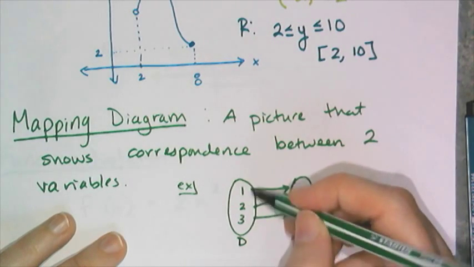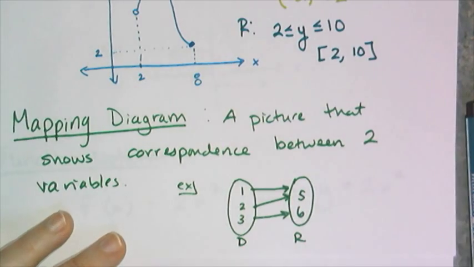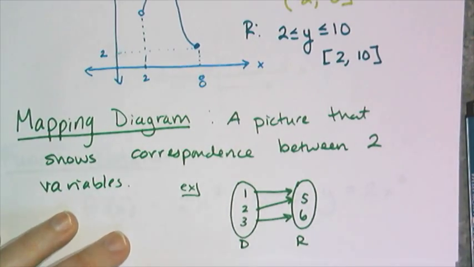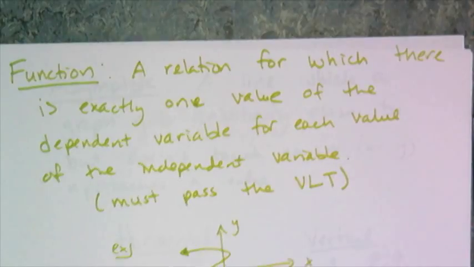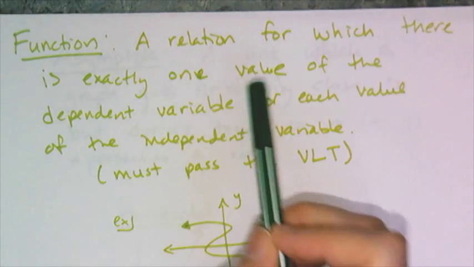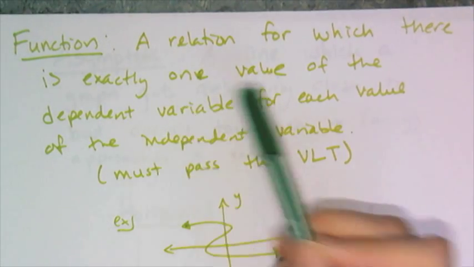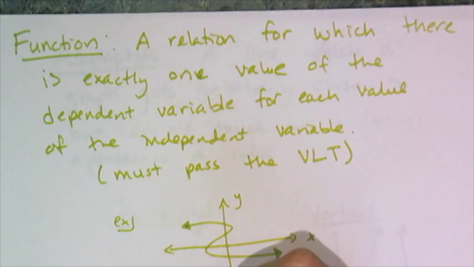But I know this one's going to be a function because each x value is going to map to a unique y value and not two different y values. And while I'm talking about functions, let's define it. A function is merely a relation for which there is exactly one value of the dependent variable for each value of the independent variable, which means one y for every x.